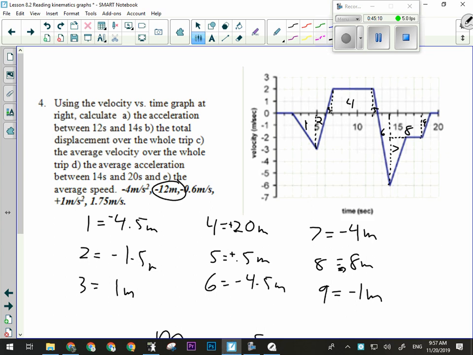All right, tomorrow you're going to have a quiz. That quiz will be on position versus time, and velocity versus time graphs. Yay! Okay, I will post it later on today.